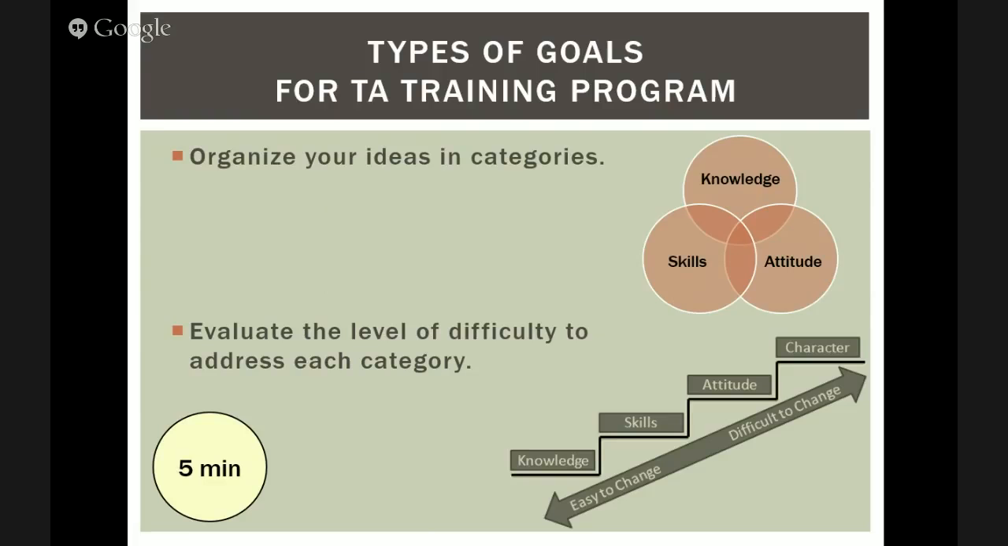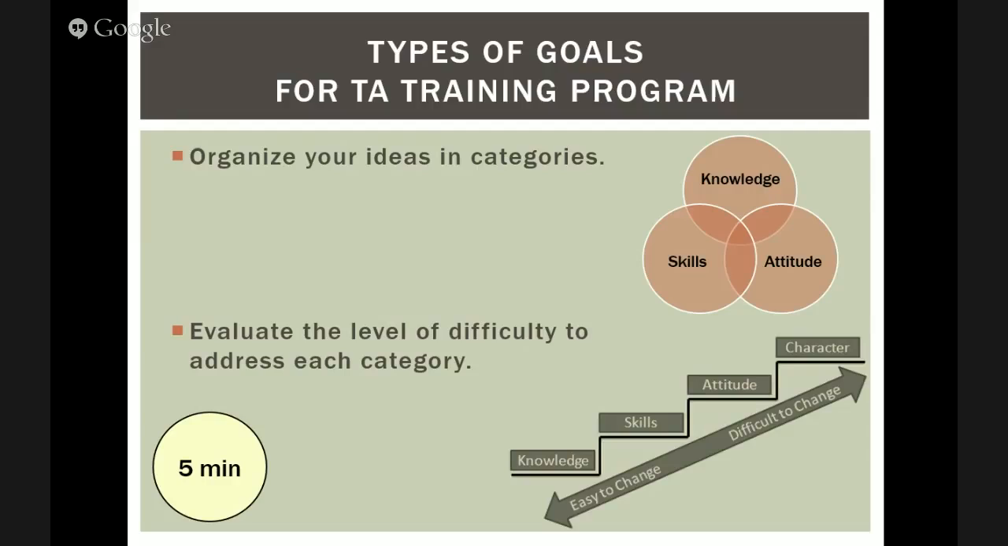And so what I would like you to do is to organize your ideas in categories. There may be some categories, or they may not be. It really depends on what you had in mind. But there may be certain groups. You want your TA to know specific things, or you want your TA to be able to do specific things, or you want them to be more positive about certain aspects of their job.